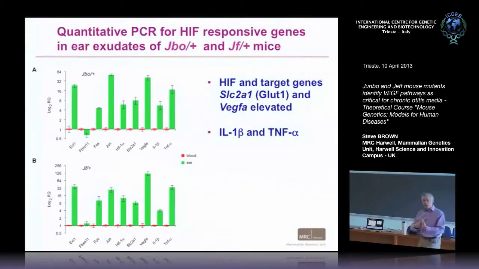So the genes that we'd expect to see in response to the hypoxia and dysregulation of these pathways are indeed upregulated. HIF1 alpha and all of the downstream genes such as VEGF, which we surmise are contributing to the inflammation, the angiogenesis and vascular leak associated with the chronic otitis media in middle ears.